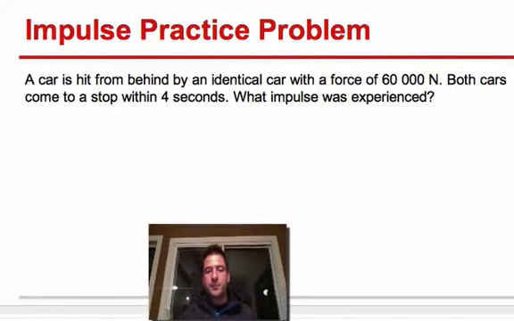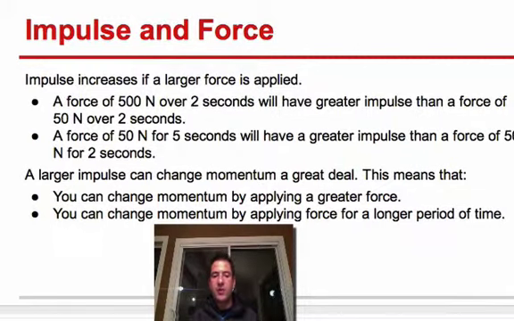Okay, so impulse and force. If we talk about impulse and force, the impulse is obviously going to increase the larger the force that's applied. For example, if I had 500 newtons over 2 seconds, there's going to be greater impulse than if I had 50 newtons over 2 seconds. Also, 50 newtons for 5 seconds would have a greater impulse than a force of 50 newtons over 2 seconds. So if I increase the force over the same duration of time, I'm going to have greater impulse. If I increase the duration of time but have the same amount of force, I'm still going to have an increase in impulse.